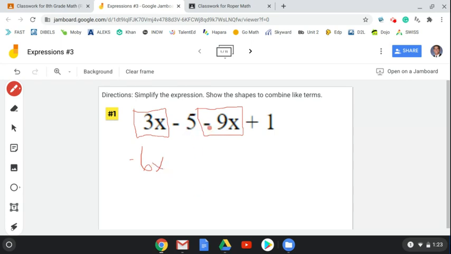Next, I combine my constants, those terms that have no variable. I have a negative 5 and a positive 1. Negative 5 plus 1, that is negative 4, right? Different signs, subtract, keep the big guy. And this is it. This is my simplified expression, negative 6x minus 4. These are not like terms because this term has an x in it. This term does not have an x in it.